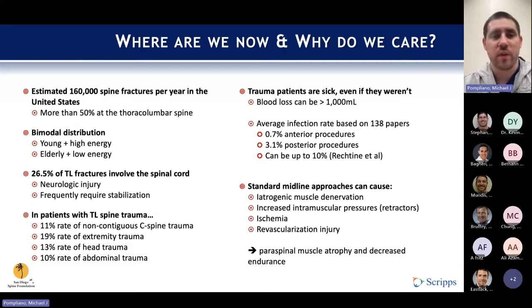Even if they weren't sick, once you've had a trauma, the inflammation and everything increases. You have an infection rate that can be about 0.7% for anterior procedures, 3.1% for posterior procedures, but I've seen it as high as 10% in the literature. Traditional surgery via a posterior standard midline approach has iatrogenic muscle denervation and increased intramuscular pressure. Think of it like an iatrogenic compartment syndrome, specifically from retractors usually. That can cause tissue ischemia and then subsequent revascularization injury as well. This can lead to paraspinal muscle atrophy and decreased endurance.